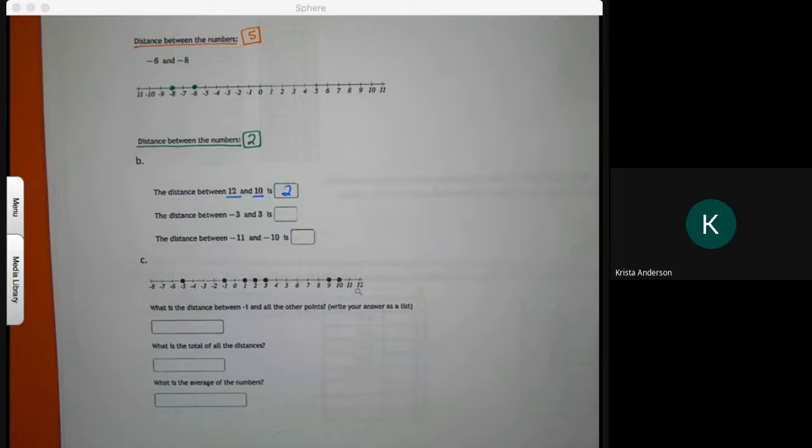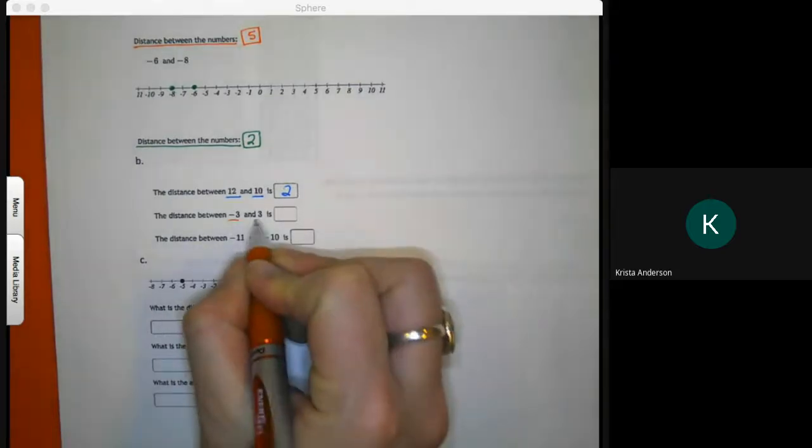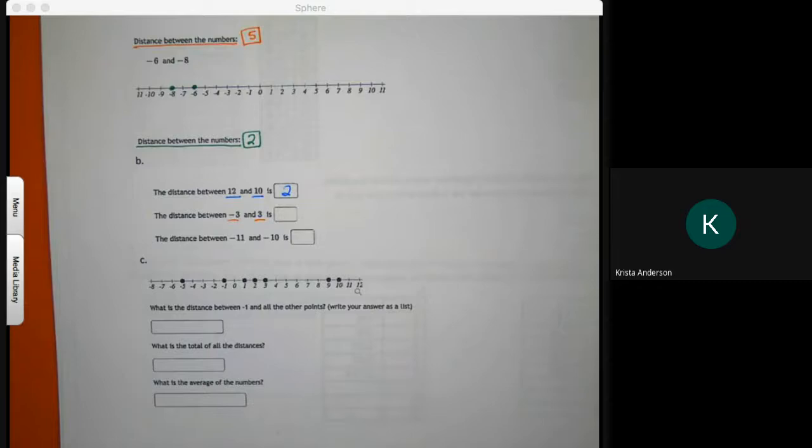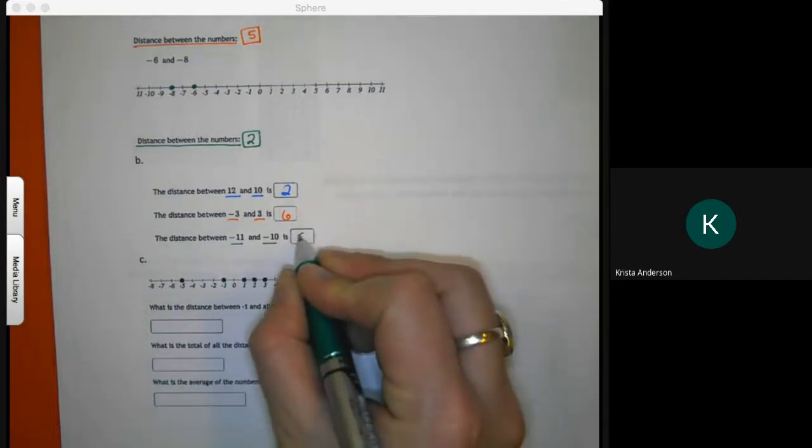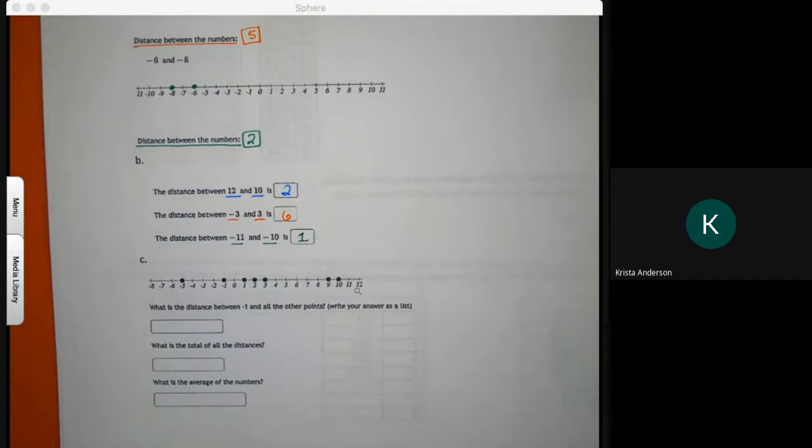How far is -3 from 3? Opposite values, I add them up and get 6. Good. -11 from -10 is 1 apart. Distances are positive values. We're not putting negatives. We're just finding how far apart they are.